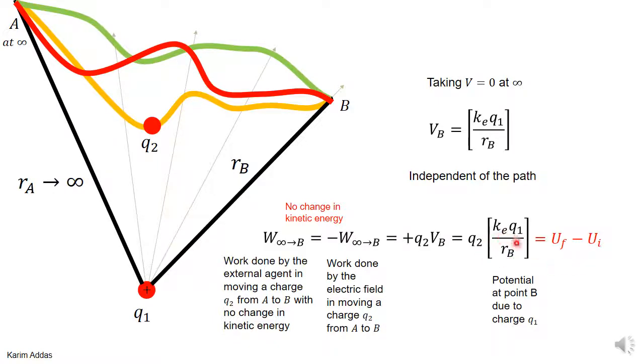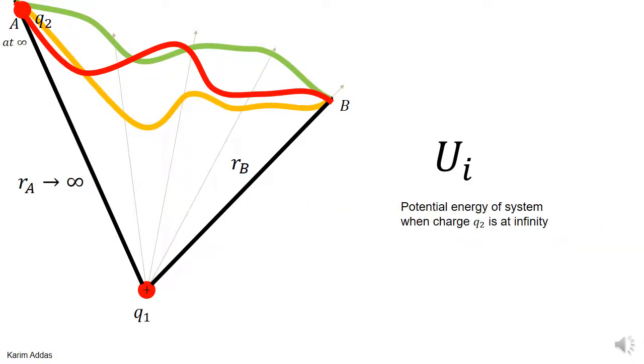And we also know then how to relate this to the difference in energy between the two different configurations. What are those two different configurations? The first configuration is when the charge Q2 is located at infinity. This energy, we call it U initial. The second configuration is when charge Q2 is located at point B. And the energy of this configuration, we call it U final.